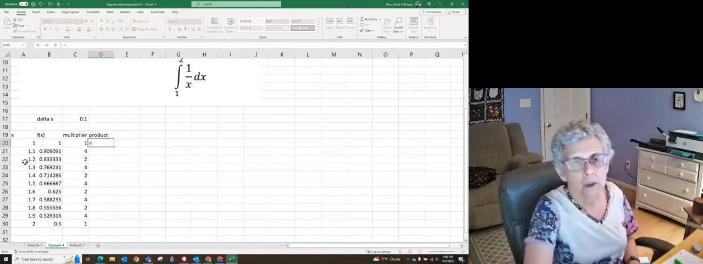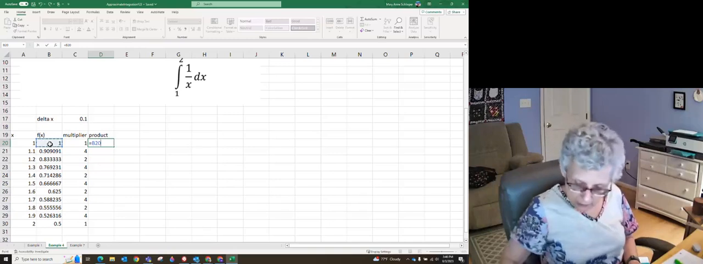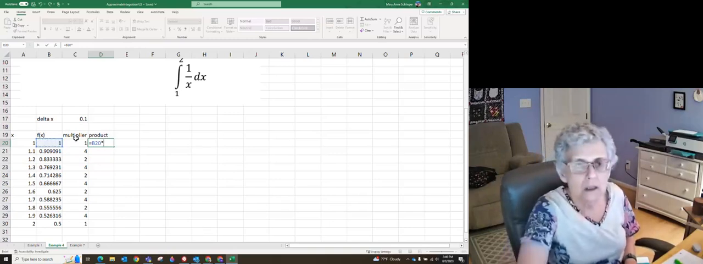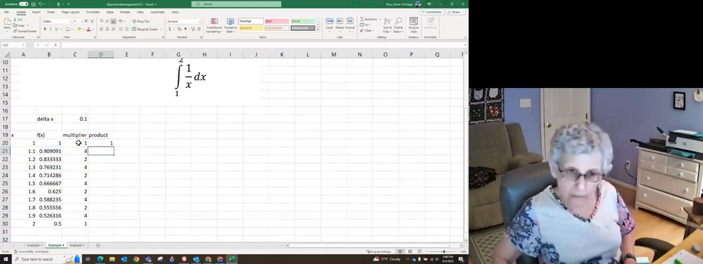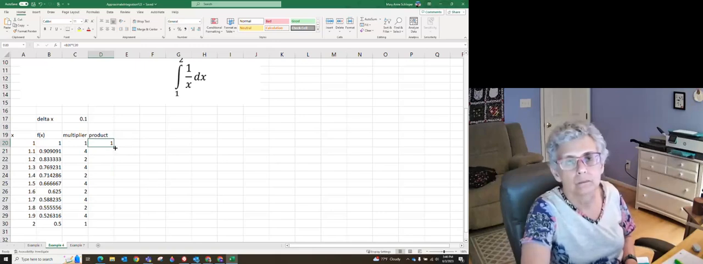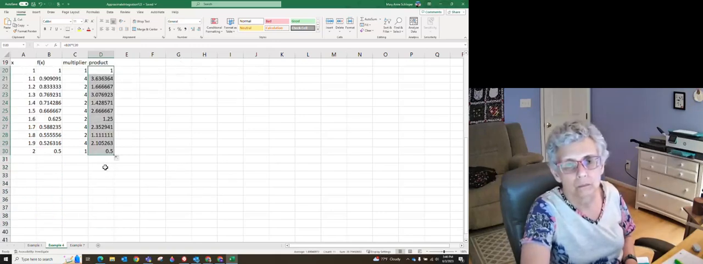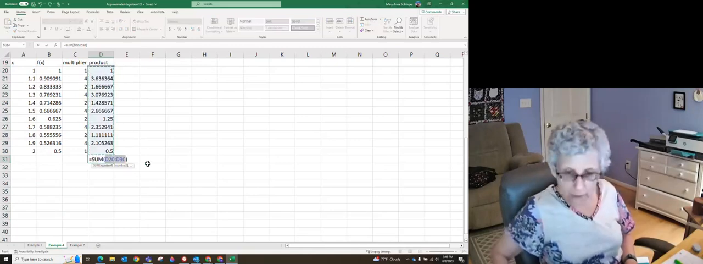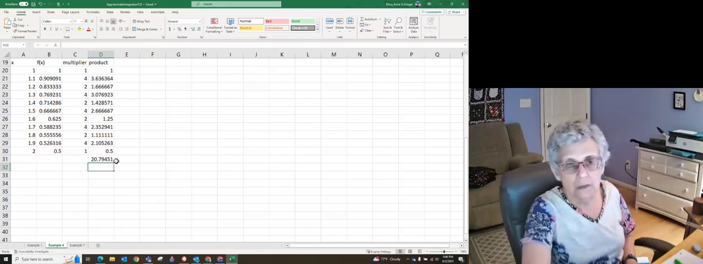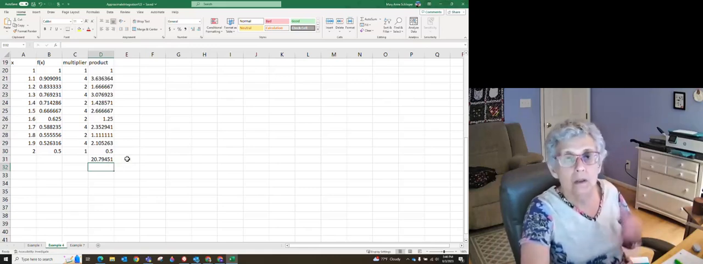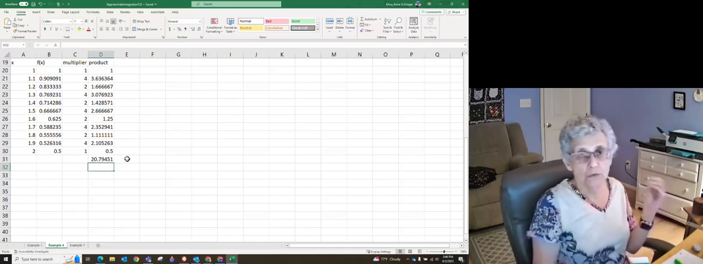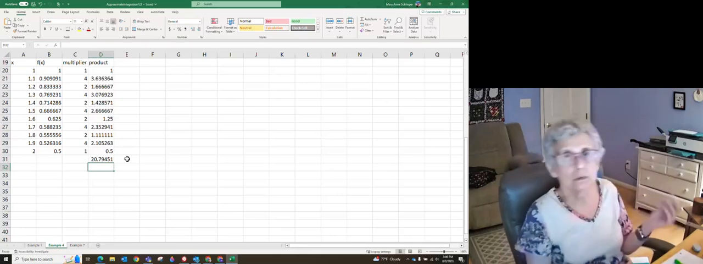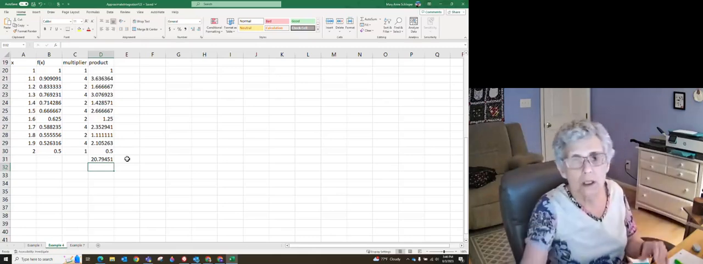Equals f of x times, not minus, times the multiplier. Ask Excel very nicely to add it up for you. So this is equal to the sum of f of 1 plus 4 times f of 1.1 plus 2 times f of 1.2, etc., etc.